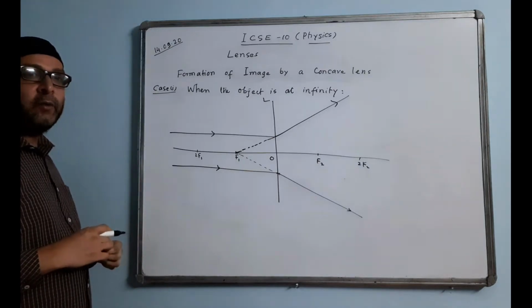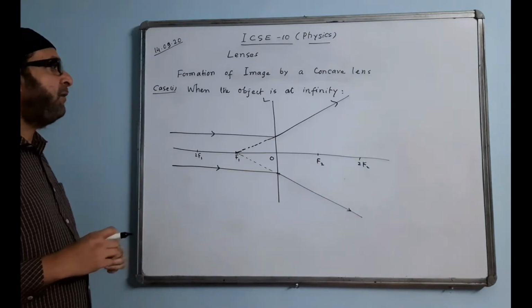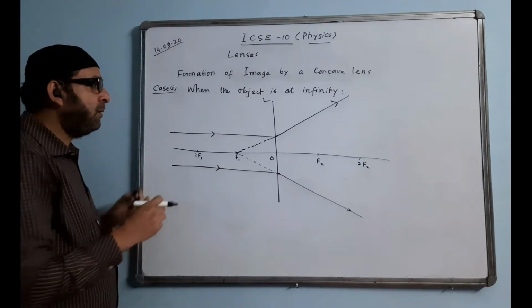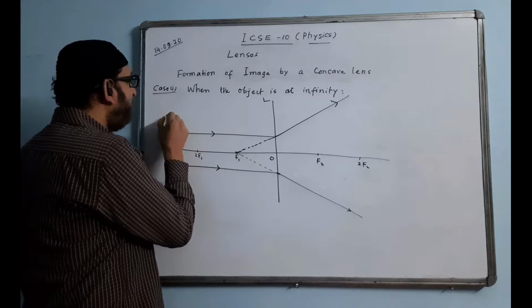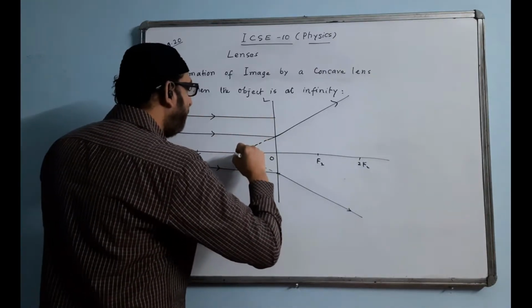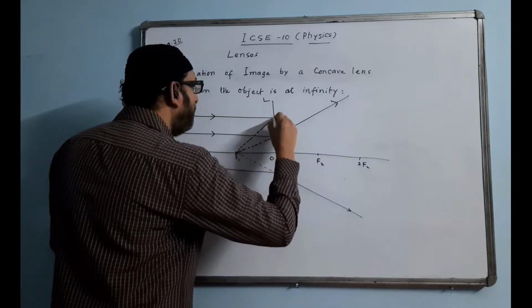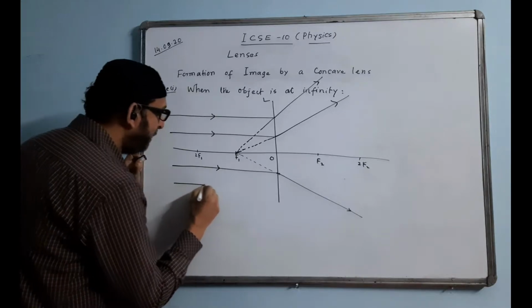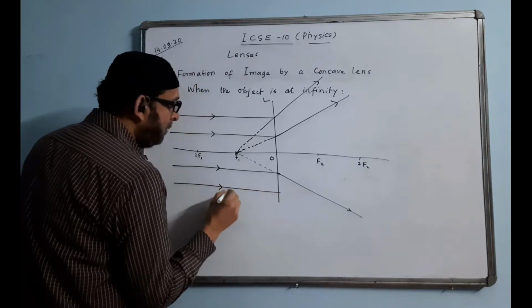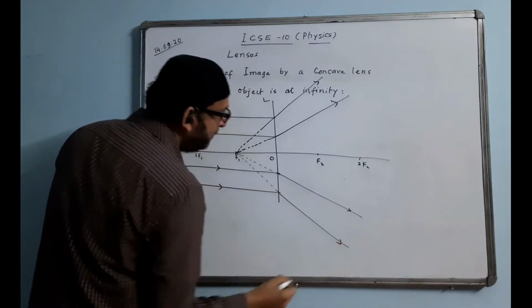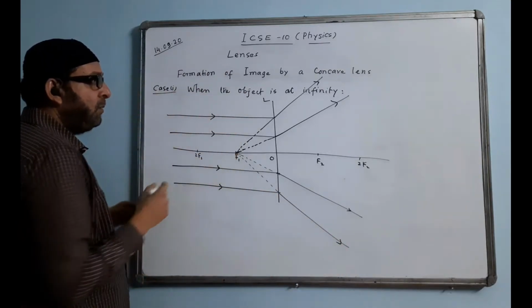We can draw a few more rays because the object is at infinity, so at least a few more rays we must draw in order to form a clear image. One more ray will take above it. Again this will pass through F1 and will go straight. Here also the second line will take here. From here only it will begin and it will go straight. Here is the image formed.